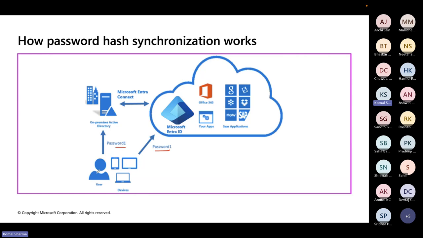So when your on-premises user is trying to connect to your on-premises services via your on-premises Active Directory, it passes through the Entra Connect, and then the user is able to connect to your on-premises services. And here the authentication takes place.